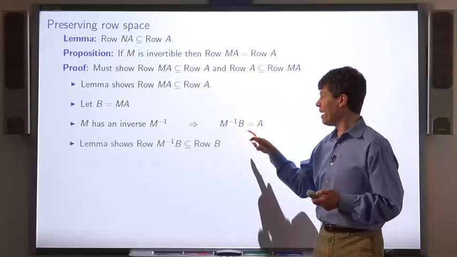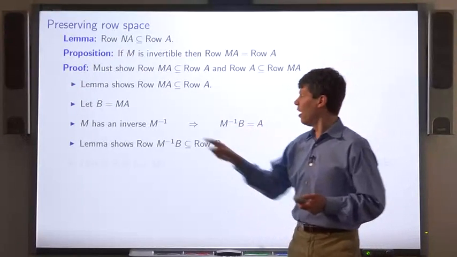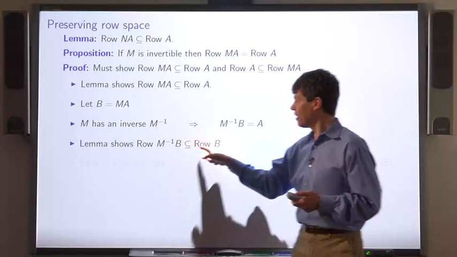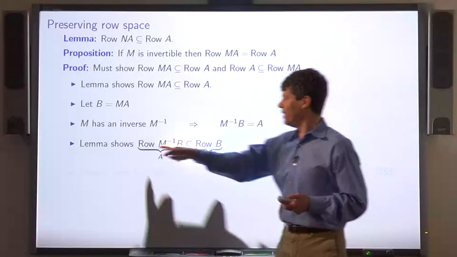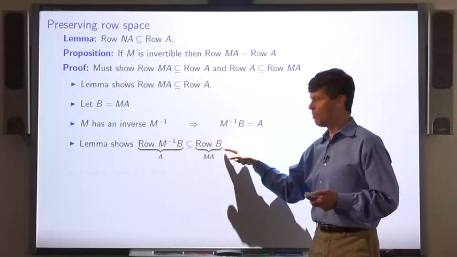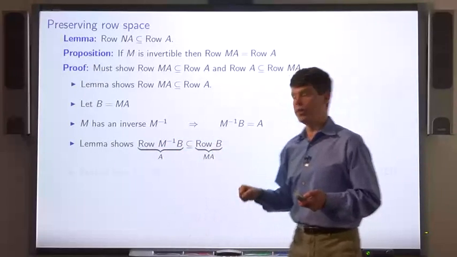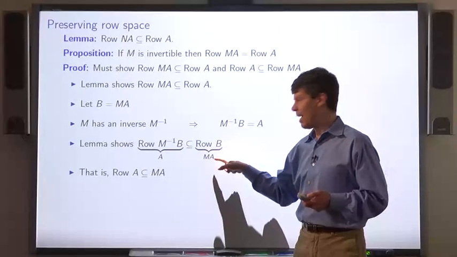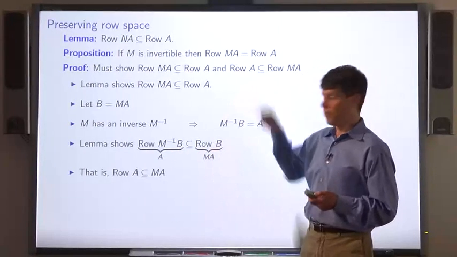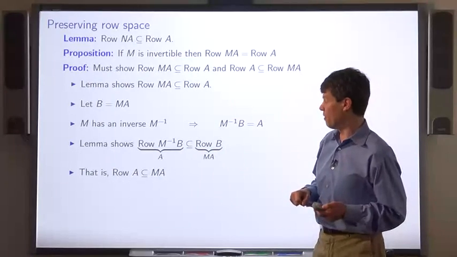Now an application of the lemma shows that the row space of M inverse times B is a subset of the row space of B. Well, this is just A, and this is just M times A. So what we've really shown is that the row space of A is a subset of the row space of M times A. And that was the other direction. So that completes the proof of the proposition.